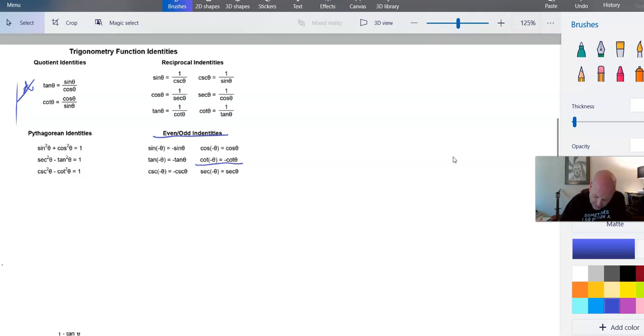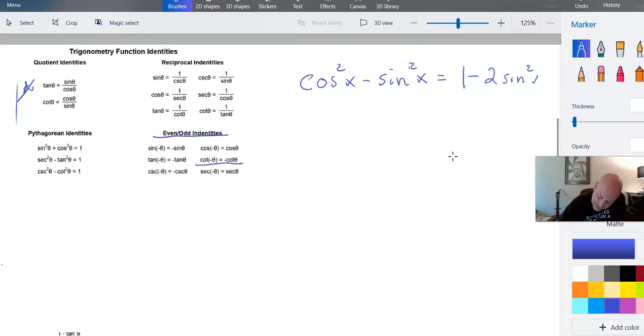Okay, so let's get a little crazier here. Let's say I have cosine squared x minus sine squared x, and I want to show that that is equal to 1 minus 2 sine squared x. Right? So this one's a little more complicated. Everything's already in terms of sines and cosines, right? There's different ways that we can approach this. I'm just looking at this, and I can see a couple of things right off the bat. So first I'm going to start with the more complicated way, okay?